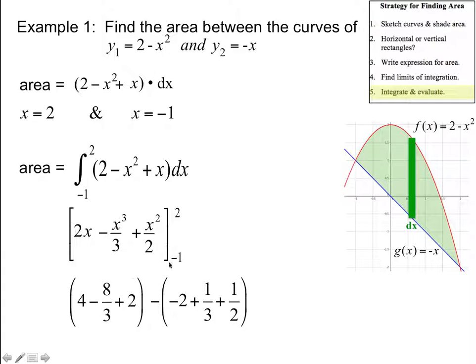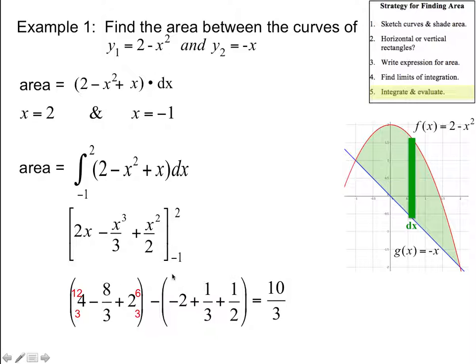And then minus the lower bound is a -1, so it's -2. Minus a -1/3 is going to be plus a third. And then squaring -1 is going to give us a +1, so it's going to be plus 1/2. And then simplifying that, we're going to think of this as 12 over 3. This is 8 over 3, and this is 6 over 3. So we've got 12 minus 8, which is 4, plus 6, which is 10. So this first set of brackets is 10/3.